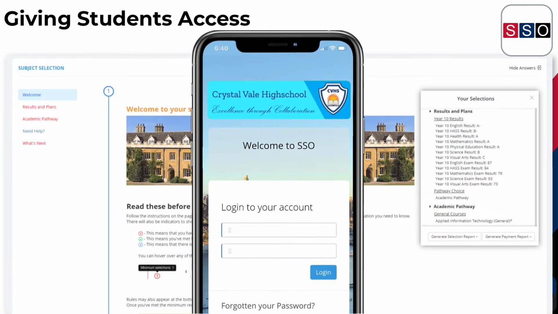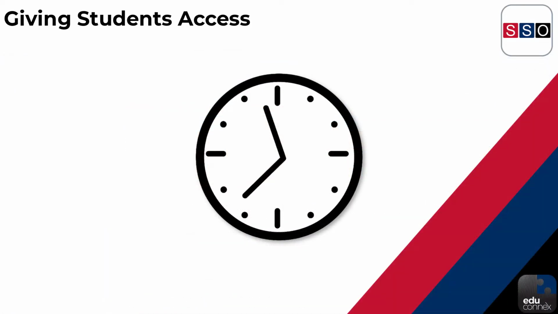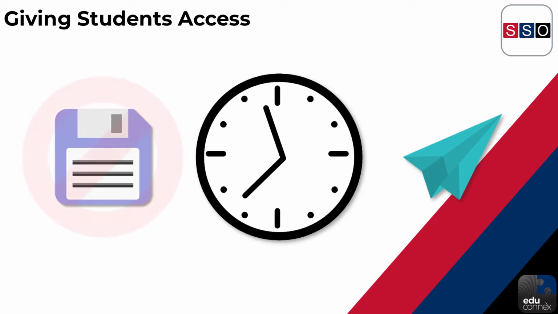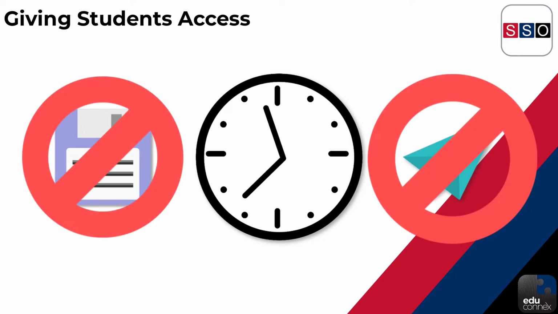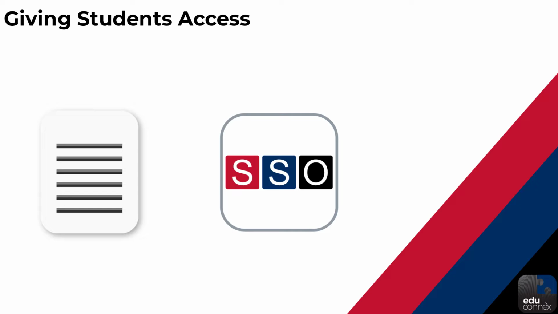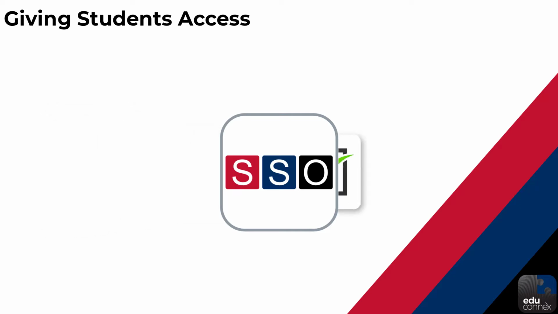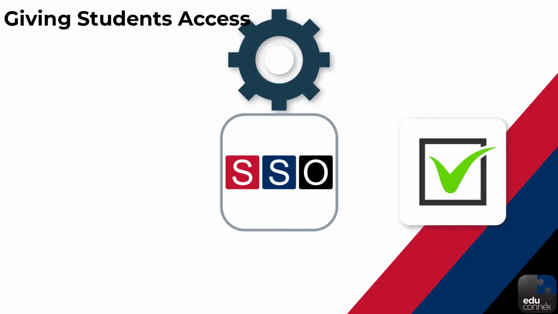If the student is using a mobile device, SSO automatically adapts to the screen size. Selections are made in real time, meaning that students don't have to save or submit their selections at the end. This also means that students are only able to make choices that meet the criteria set by the school.